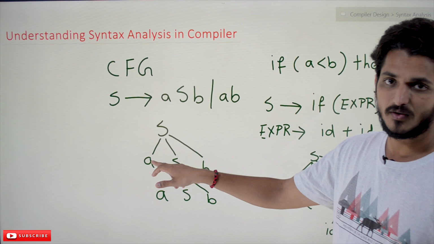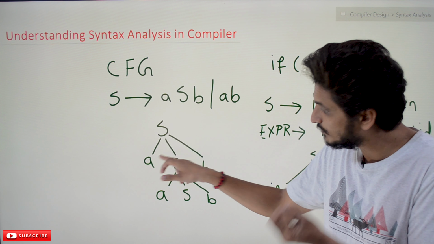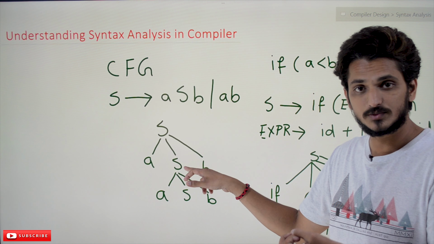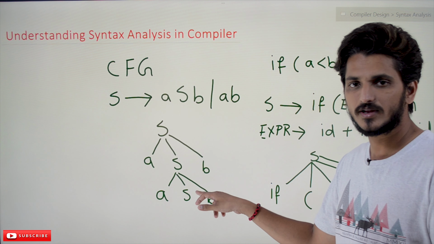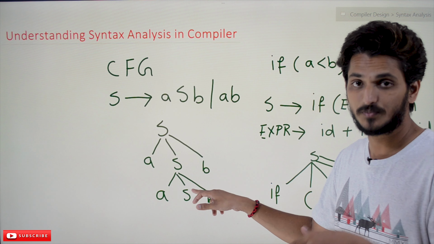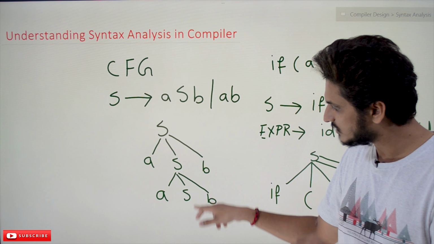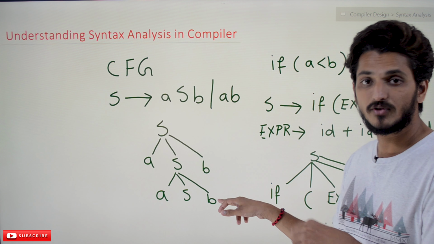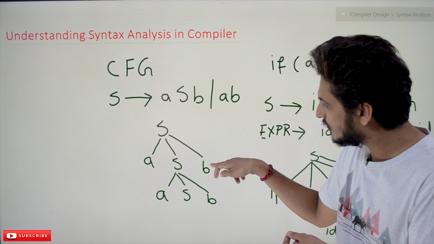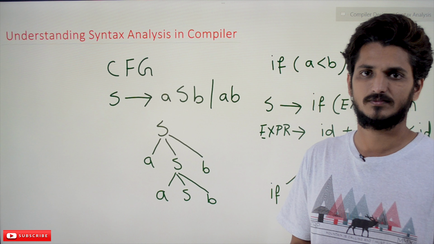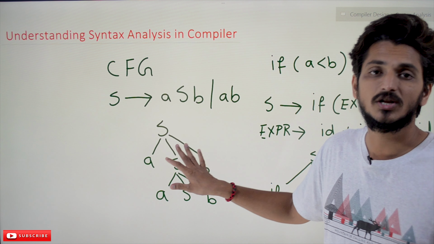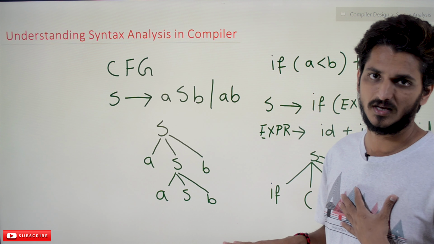S tends to a means we have to check for input symbol a. After that, we have to expand S. Then check, call for S, that is, expand the production S. After completion of S, we have to check for input symbol b. This is how context-free grammar works. This is used in our syntax analysis phase.